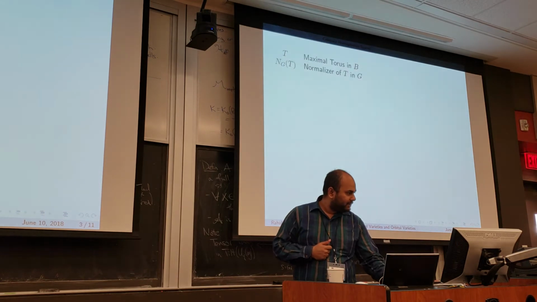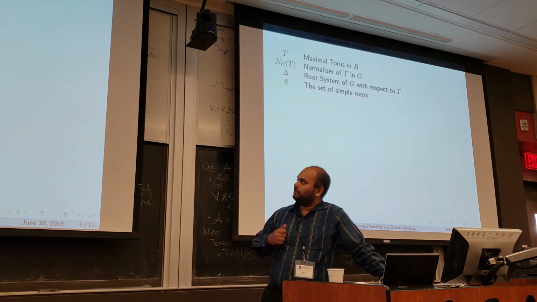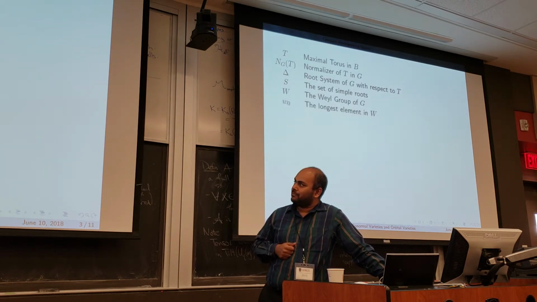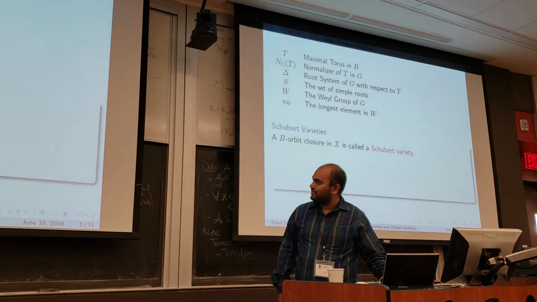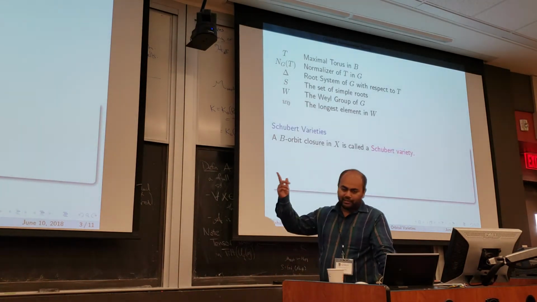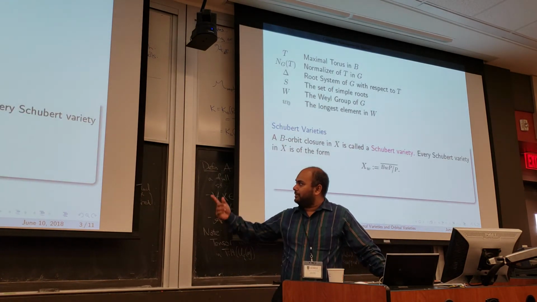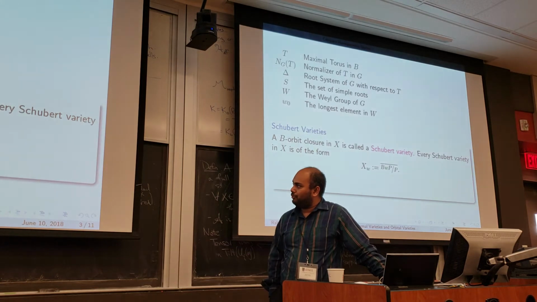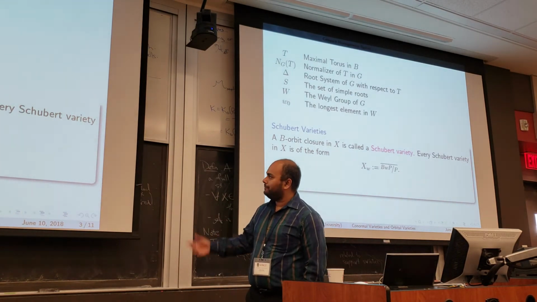Okay, so a little bit more notation: torus, normalizer, root systems, simple roots, Weyl group. It's pretty standard for this audience. For me, a Schubert variety is a B-orbit closure in X. And I'm going to get Schubert varieties of this form, X_w, which is the closure of BwP.